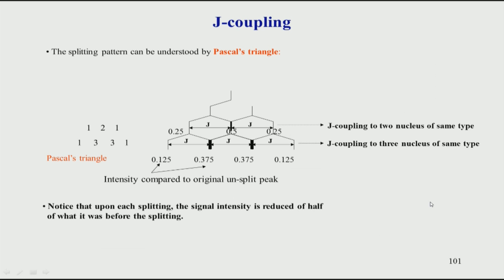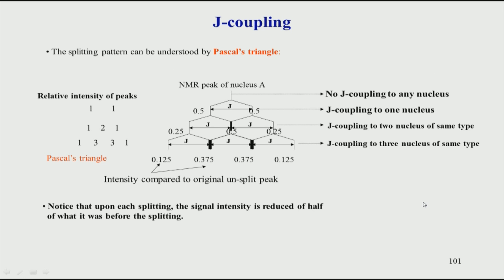Now, where does this splitting pattern come about? For that we will go like this. If you look at this, this is called Pascal's triangle. It is a very famous way to obtain the peak coupling pattern. So, let us look at it like this. Let us say there is no coupling. Let us take a hypothetical nucleus A which has no coupling. When there is no coupling, it is obviously only one peak.